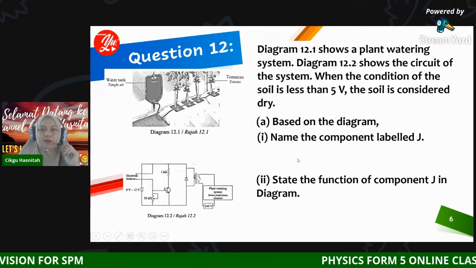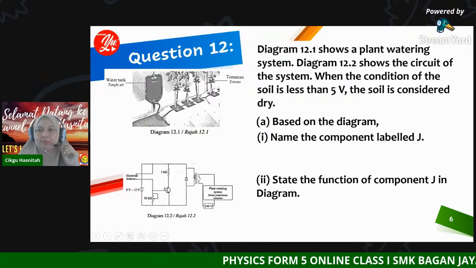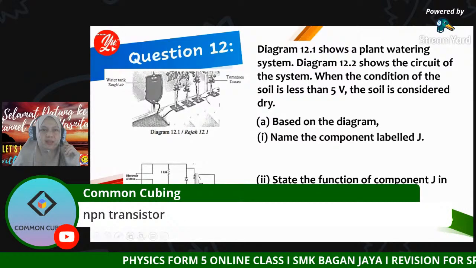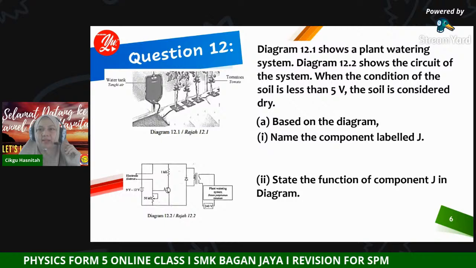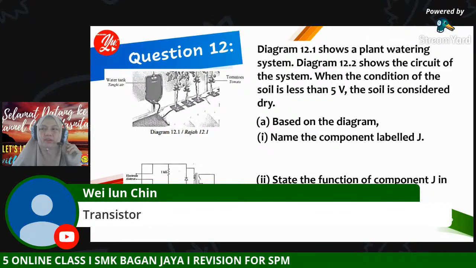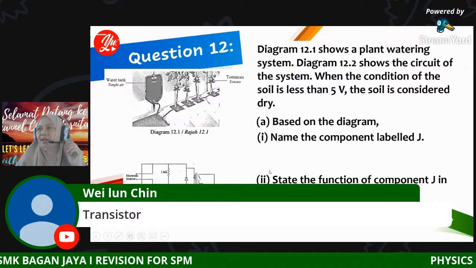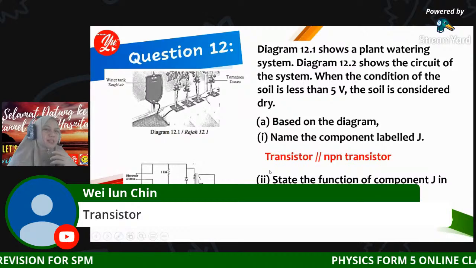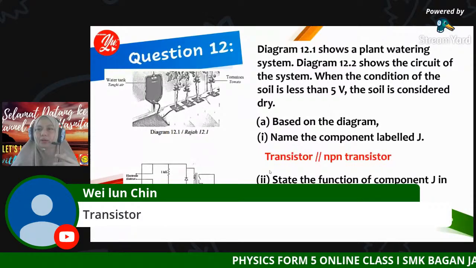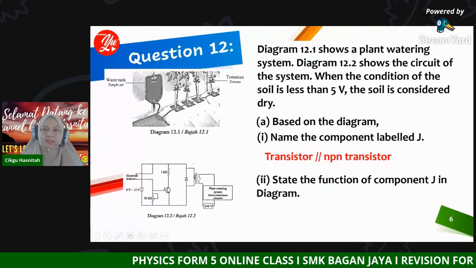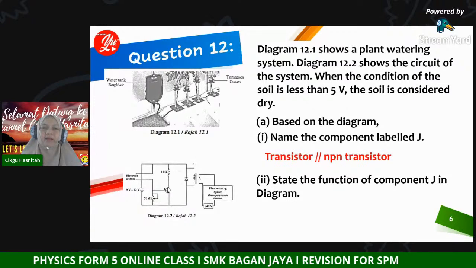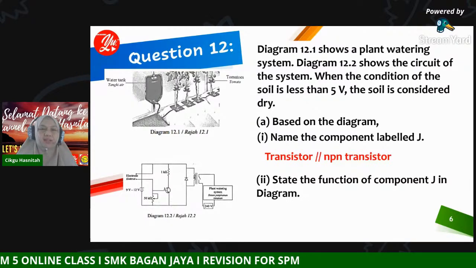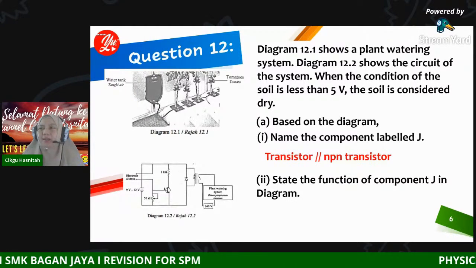Or you can be more specific. What type of transistor? Yes, this is NPN transistor. Yes, Wei Lun, this is transistor. So you can say the name is transistor or NPN transistor. Okay, 1 mark. Okay, second, state the function of component J in the diagram.